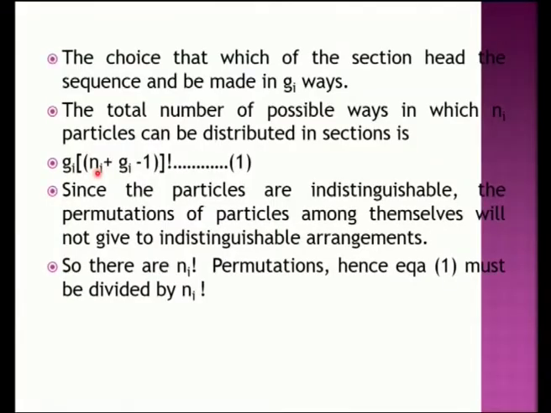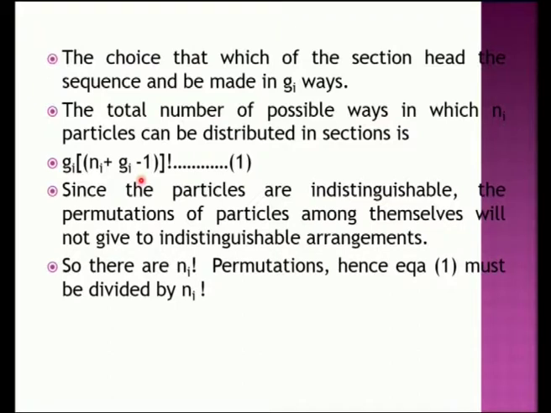The choice of which section heads the sequence can be made in Gi ways. So, the total number of possible ways in which Ni particles can be distributed in these sections is Gi into (Ni plus Gi minus 1) factorial. So, the probability of distribution comes into the picture here. This equation gives the total number of ways in which Ni particles can be distributed in Gi sections.